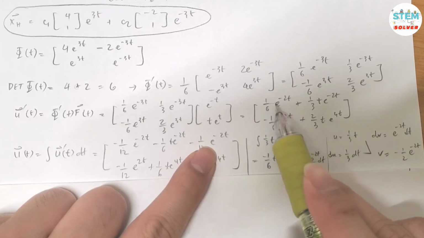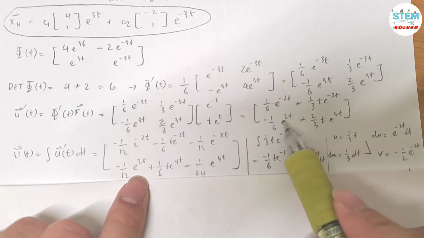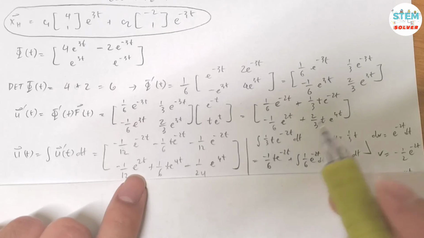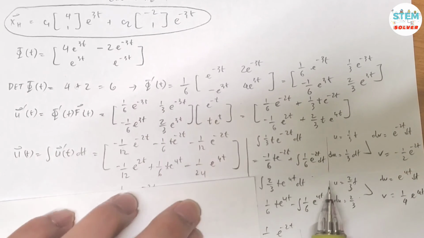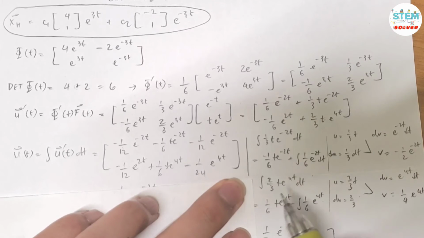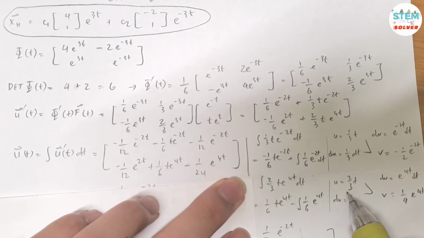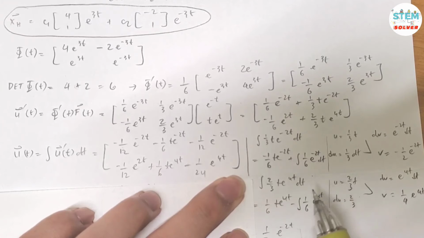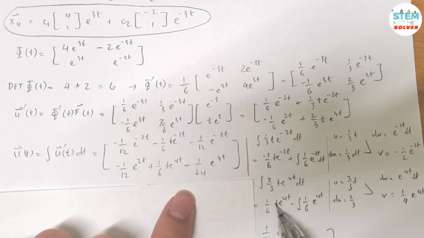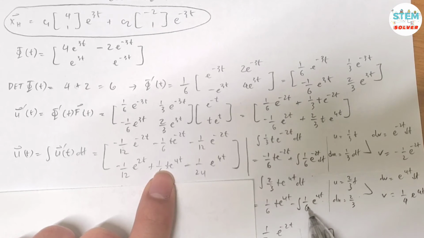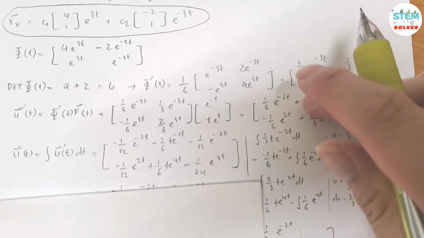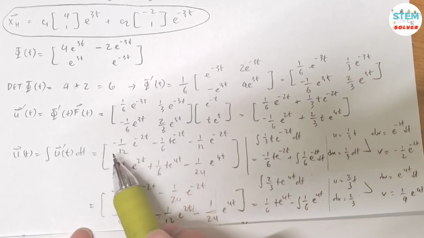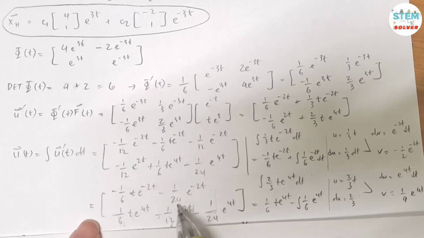Now for this one, similarly, the integral of this one is this. The integral of this one is what I had down here. Okay, so again, use the integration by parts method, it will give you this one. Bring this up, and for this one, the integral of this one is negative 1/24 e to the 4t. Right, hope that makes sense. So simplify this, it gives me this matrix.